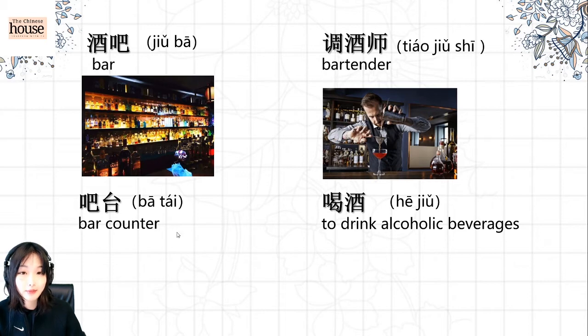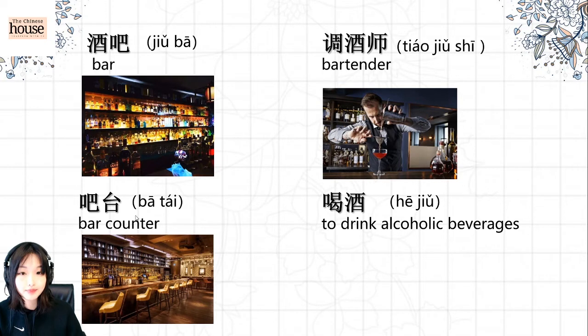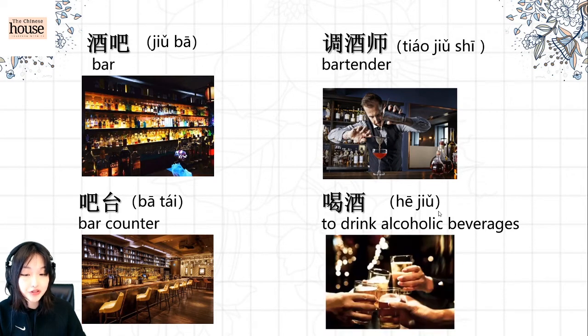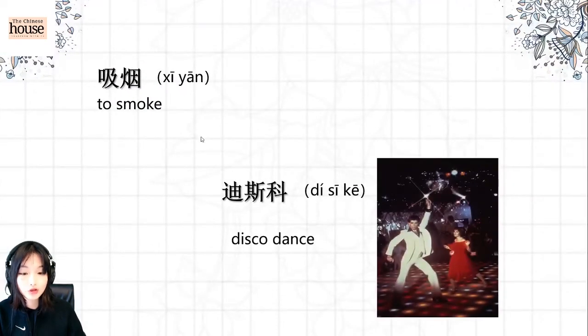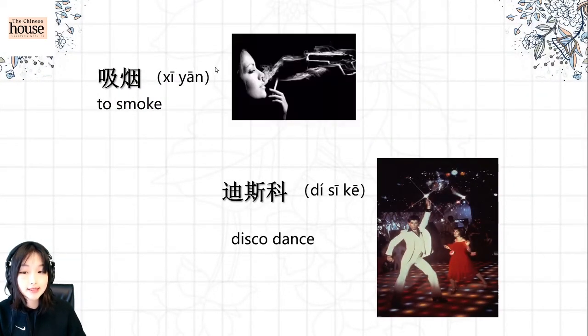And bar counter, 吧台. We have learned 台 before, which means platform. 吧台, second tone. And to drink alcoholic beverage, anyway, to drink alcohol. 喝酒, we have learned alcohol here. 酒, third tone. 喝酒. And then to smoke, 吸烟 flatten, 吸烟.